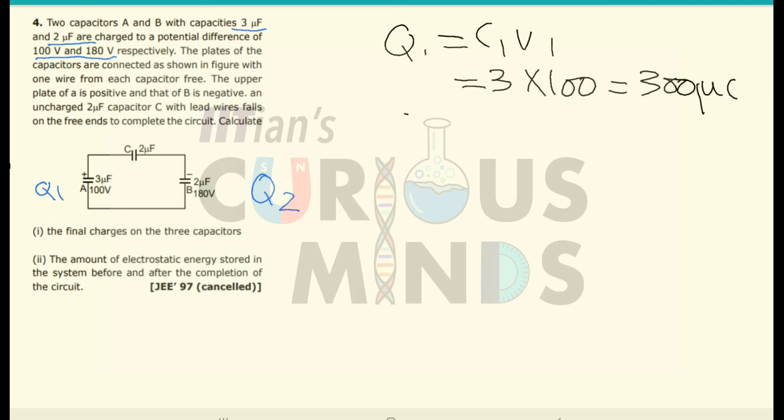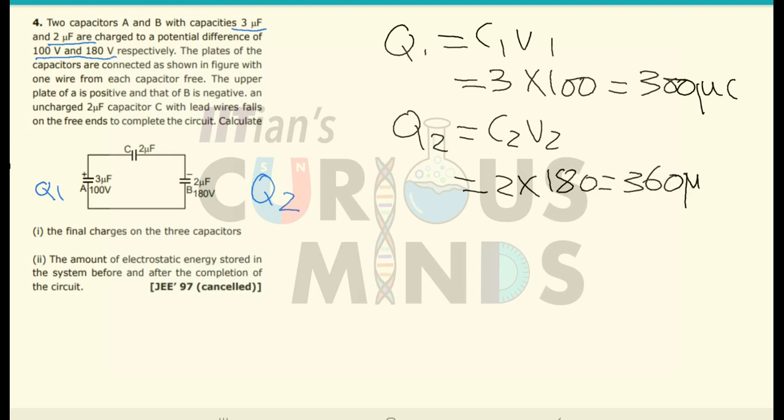Similarly Q2 is equal to C2 into V2, which is equal to 2 into 180, which will be equal to 360 microcoulomb, and the initial charge on the third will be equal to 0 because the potential difference across it will be equal to 0. This is the initial charge before they are connected.